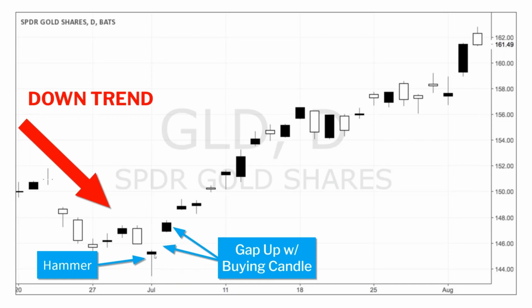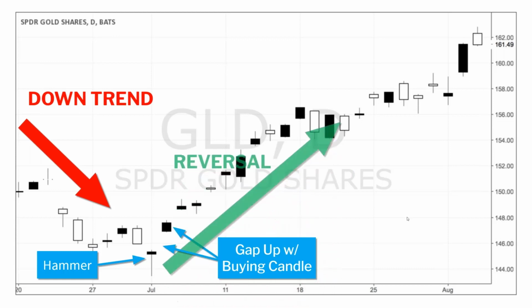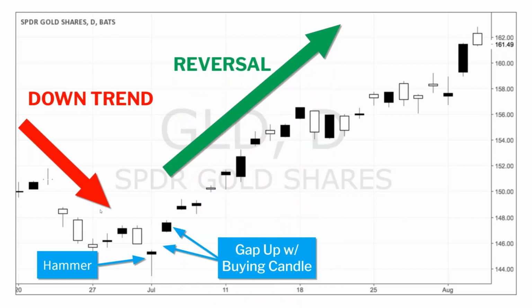So not only did the algorithms notice the end of the selling here, or not only did sellers really get exhausted, on the next day there was almost panic buying. And of course, you can see what happened after that. The stock marched higher, or in this case, it's an ETF actually, marched higher.